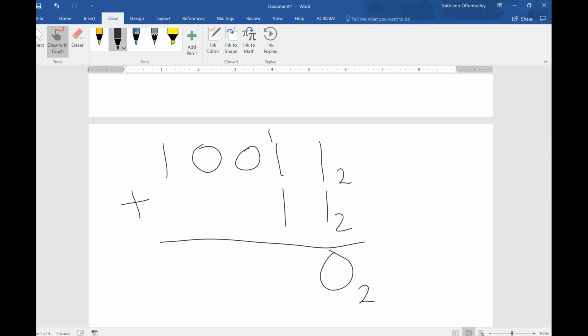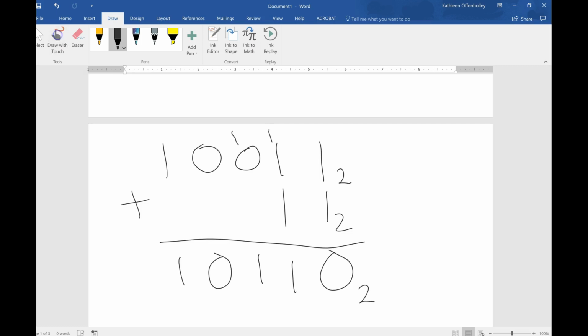And now I get 1 and 1 and 1 is 3. That's 1, 2 for the next column over with 1 left over, right? 2 and 1 is 3. And 1 and 0 is 1, and 0 here, and 1.